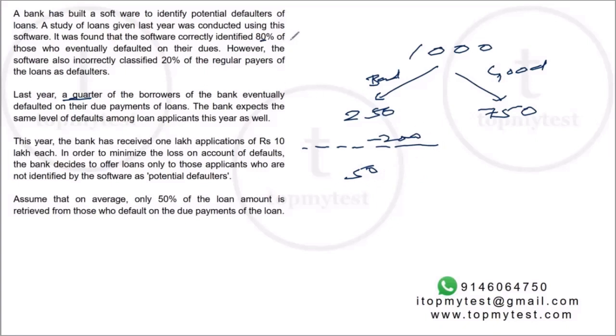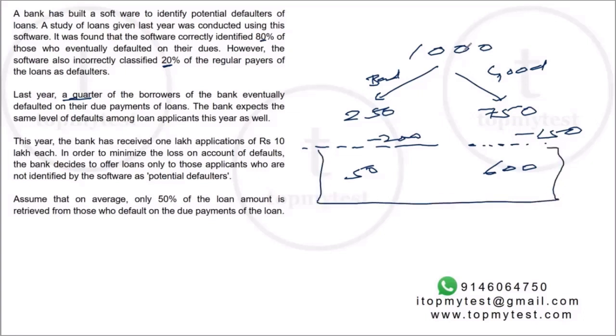Further, the software also incorrectly classified 20% of the regular payers as defaulters. What it will also do is, it will also remove 20% here. 20% is 1/5, so 150 people will be removed from here. So only 600 people will get their loans approved. So initially, out of 1000 approvals, 750 will be good, 250 will be bad. But with the software, out of 1000, only 600 plus 50, 650 people will be approved. Out of which 600 will be good and 50 will be bad, right?